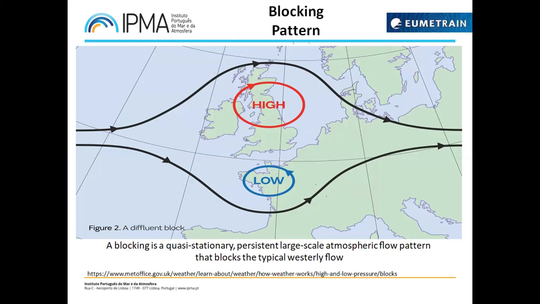A blocking pattern, due to its stationary behavior, can lead to extreme conditions, especially related to temperature and precipitation. And as you know, there were huge amounts of precipitation in the past week in Central Europe with devastating consequences. Of course, there were other ingredients, but the stationary pattern was one of them.